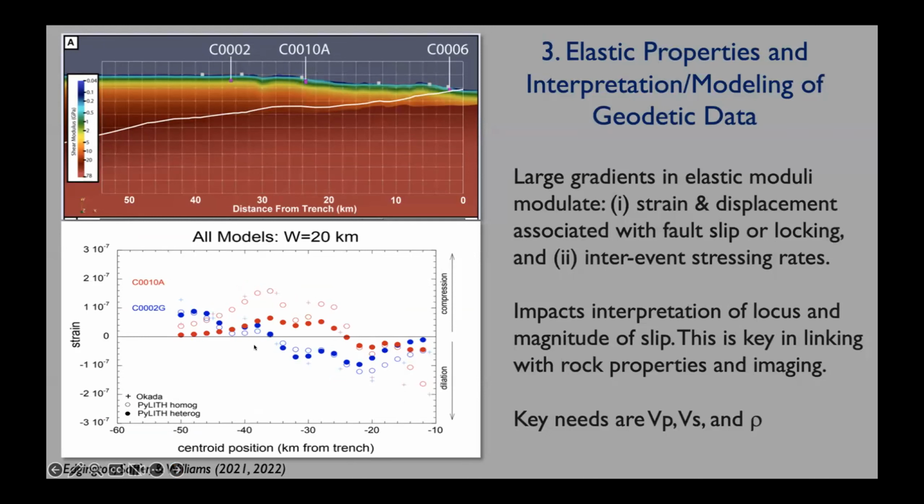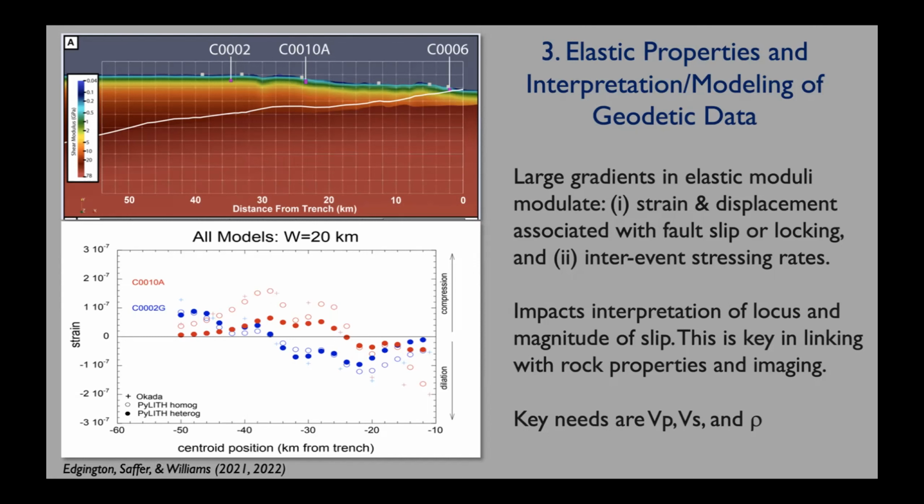Here it is. It's just a reminder that also in thinking about interpretation of geodetic data, one of the other things that's super important, and Laura again may talk about this, is not just the geometry, but also the elastic properties. And in particular, gradients in the elastic properties of the material have a profound effect on what you might think you need for slip or locking to generate a particular signal that you observe. And so what's shown in the bottom panel is an example from the Nankai system off of the Kumano transect.